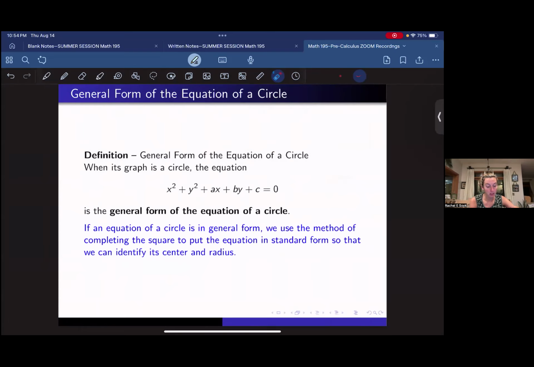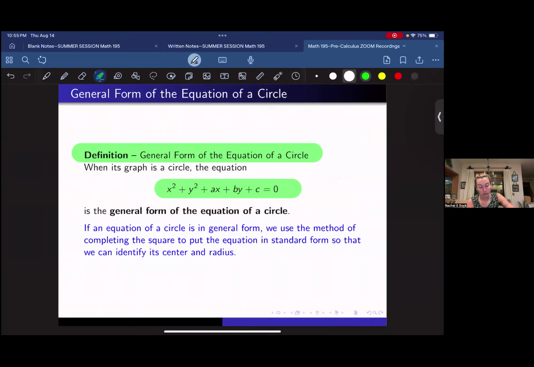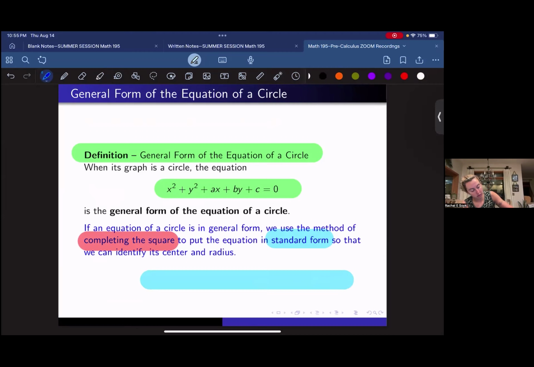Okay, so our definition of our general form of the equation of a circle is now formally defined. I'll put it in green, but it's exactly what we had on that previous slide. And what we do is if we're presented with our general form, then we utilize our knowledge of completing the square in order to put it into that standard form, which I'll once again write down here so you guys explicitly really know the difference between the two.